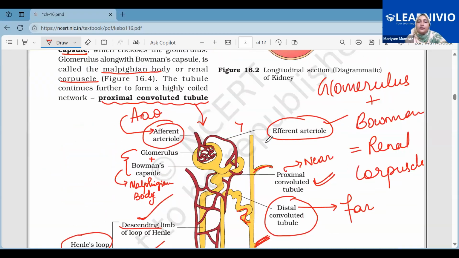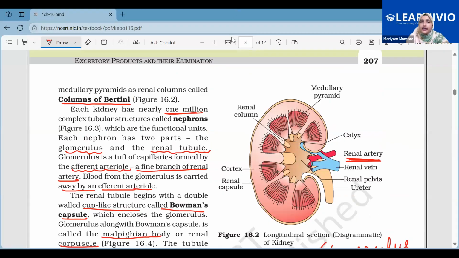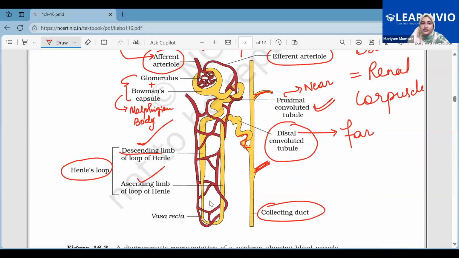All right. Now you do one thing. You draw this diagram very nicely, in a very artistic manner. And then also the structure of the nephron. I'll just clean it up so that you have a practice.